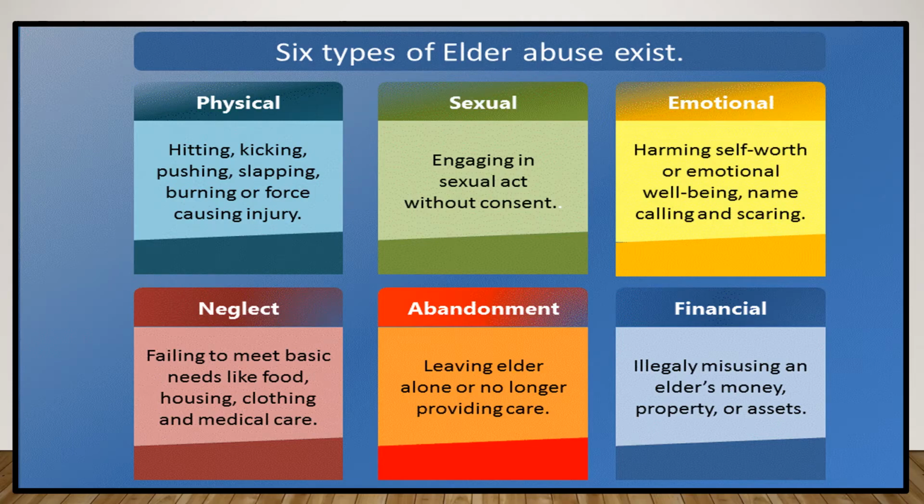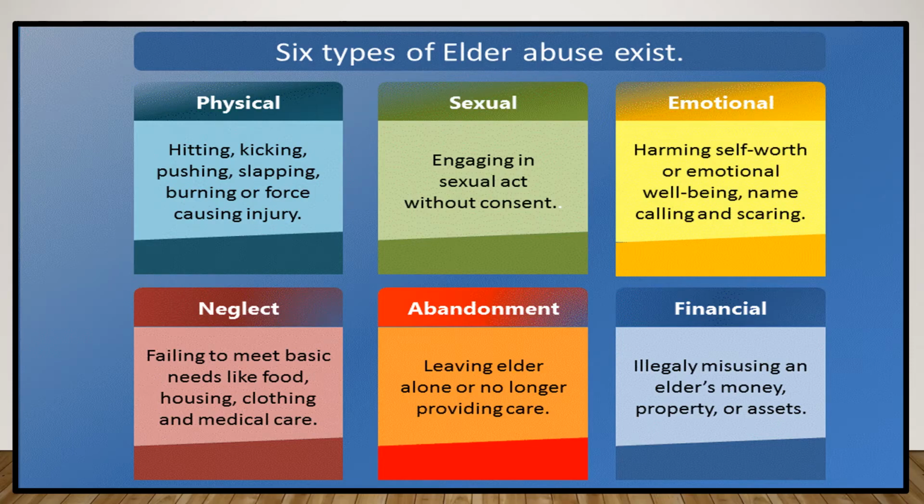The third type is sexual abuse. Sexual abuse is engaging in any sexual act without his consent. Then there is emotional abuse, which is harming, naming, calling, or scaring the elderly.